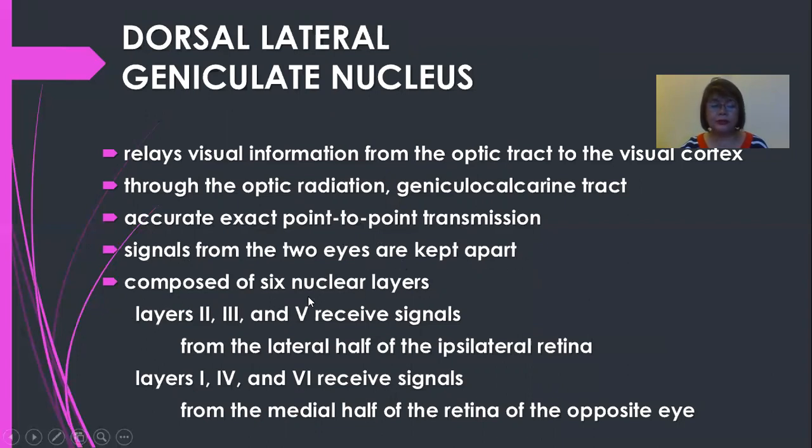It is composed of 6 nuclear layers. Layers 2, 3, and 5 receive signals from the lateral half of the ipsilateral retina. And then layers 1, 4, and 6 receive signals from the medial half of the retina of the opposite eye.